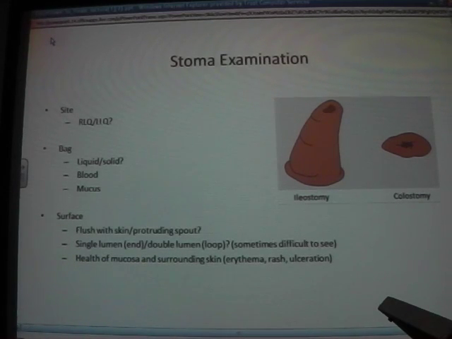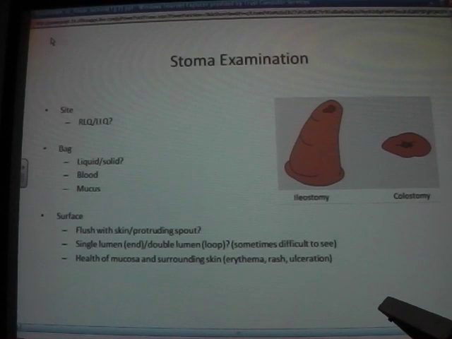If you can, have a good look at it. If you can see how many lumens the stoma has got, then great. If you can't, then don't worry about it, because sometimes it's quite difficult. So if you can see two holes, 2 lumens, it's a loop ileostomy or colostomy. If you can only see the one hole, it's an end colostomy. And look at the surrounding skin. Is it irritated? So is there any erythema or ulceration, etc.